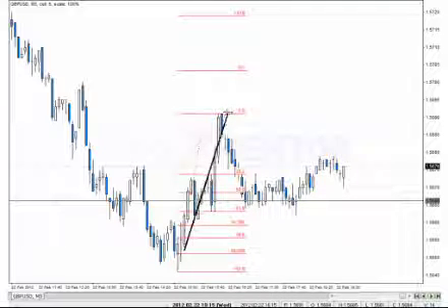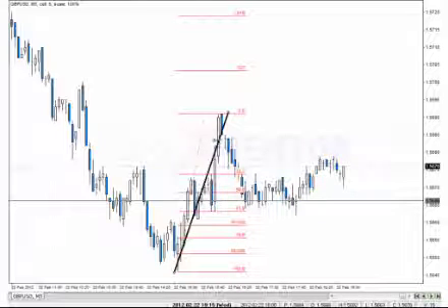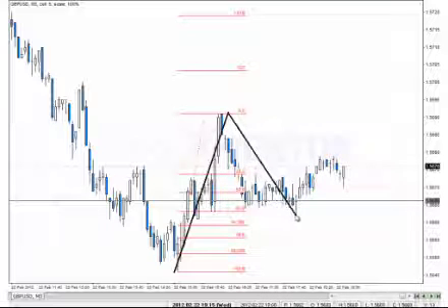So if we just get this in here, we have a nice little swing up. Remember, our bias is long. We have daily support as well as a 4-hour bullish bat pattern where price is currently trading. So what we're looking for is a way to reduce our risk. And you can see price has rallied off that key area of support down here, started to retrace, found support at the 62, then it starts to rally again.